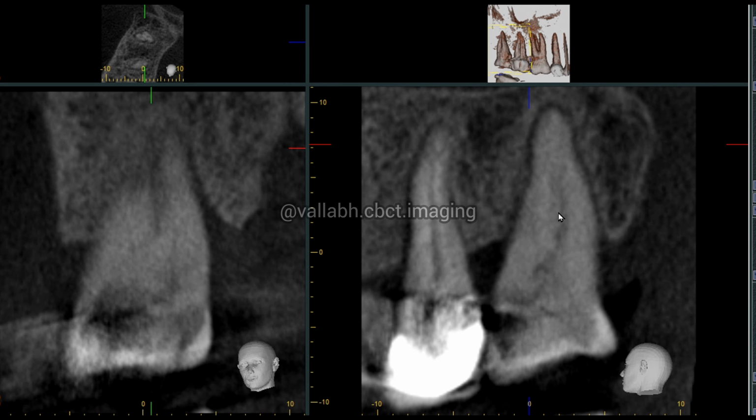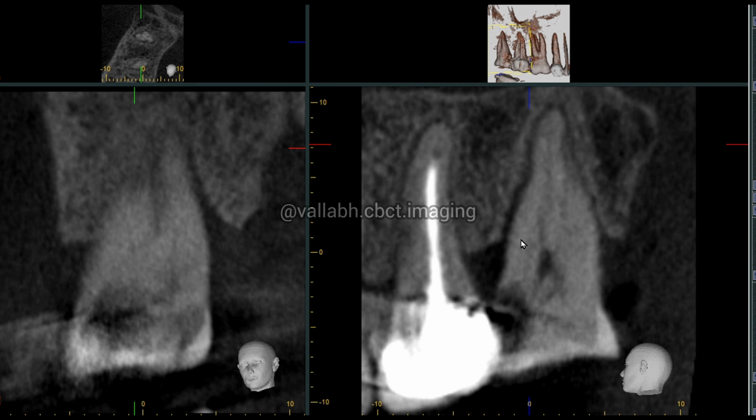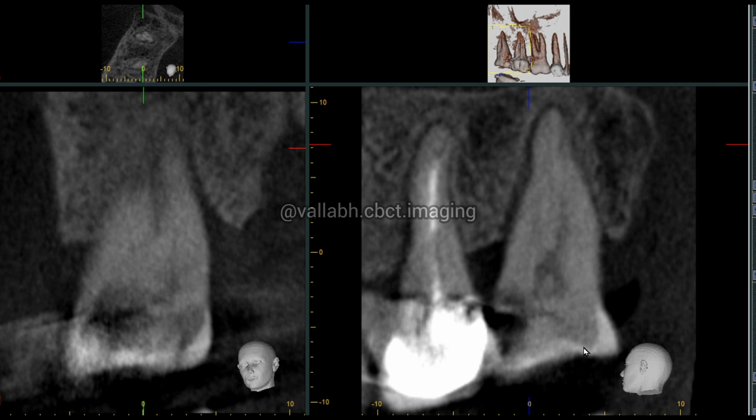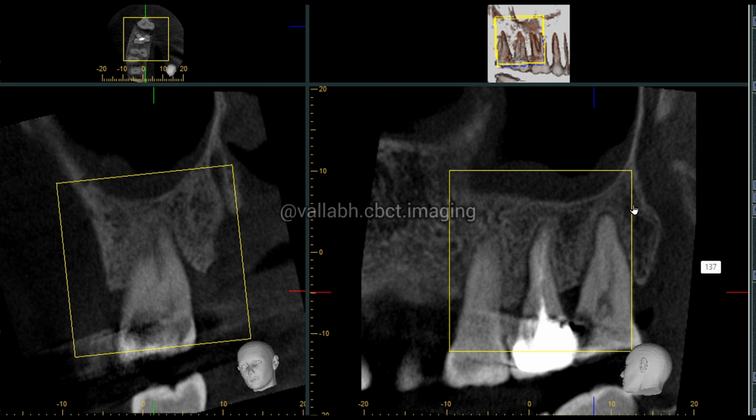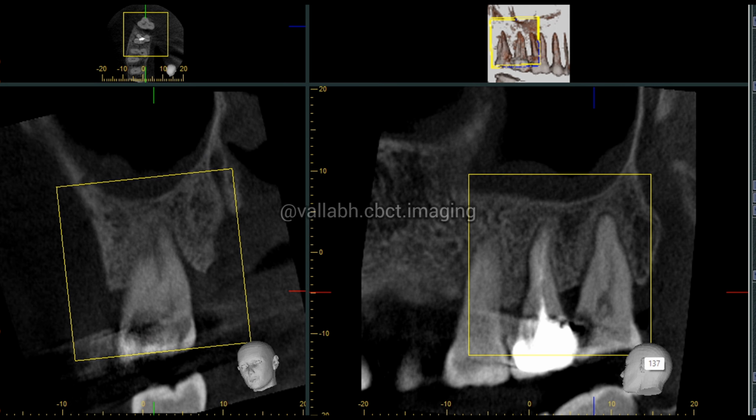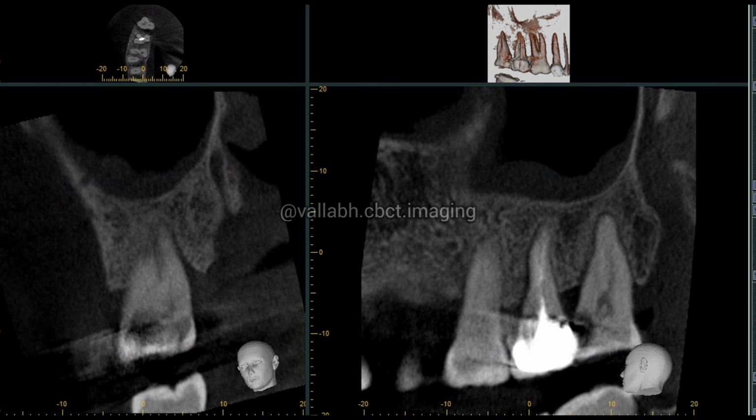PDL widening as seen is very well evident, interdental bone loss is evident, and deep proximal caries is well evident. So this was a case report wherein the patient had reported with pain in the upper first quadrant region and hence needs evaluation for these three teeth.